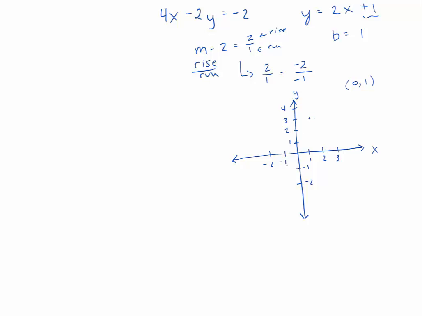And then I'm done, right? I just sketch a line like that and put arrows on the end because they go on forever, since we don't have any bounds yet. And that's it. That's my line.